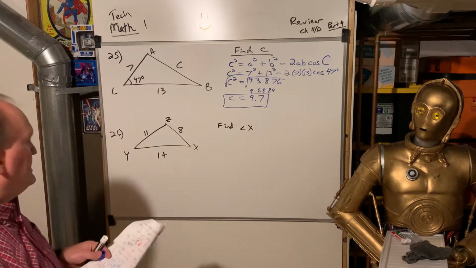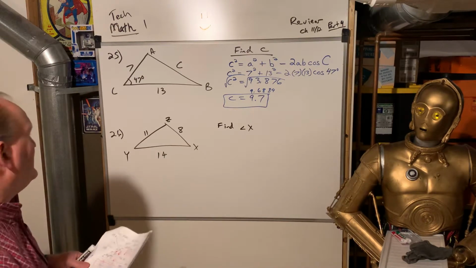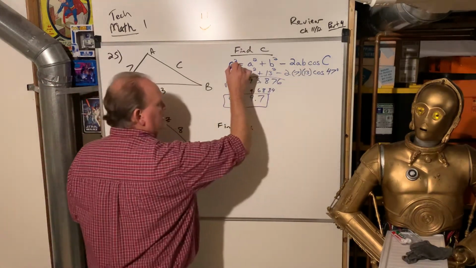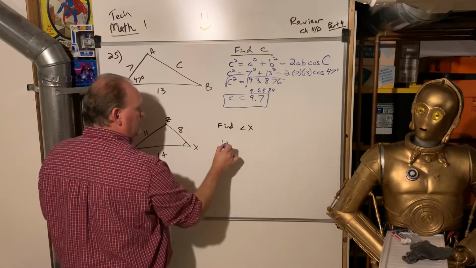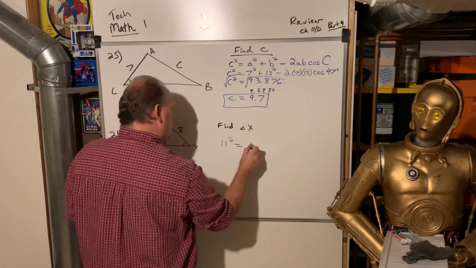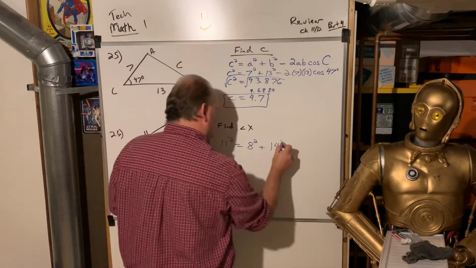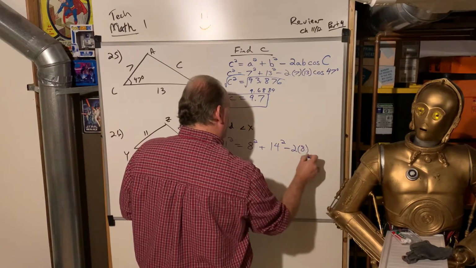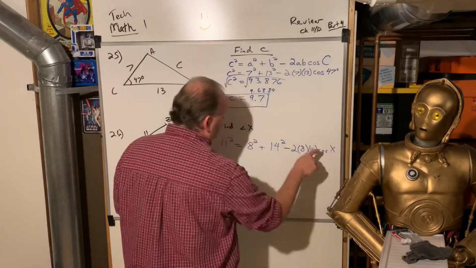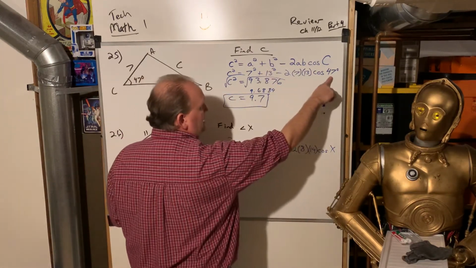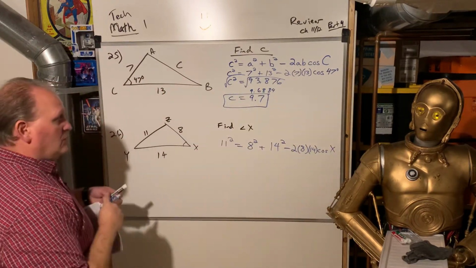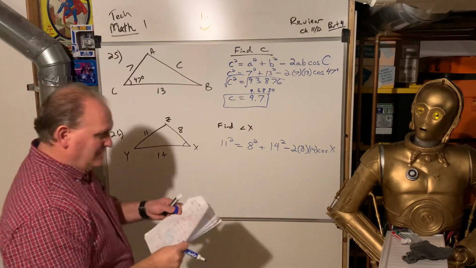Same for 26 here. This time they want me to find an angle, x. That's going to determine what goes here. The 11 is going to go there, 11 squared, because we're after this angle. And then that's going to equal 8 squared plus 14 squared minus 2 times 8 times 14 times the cosine of x. Now, I think this one is a little harder than that one because you're finding the angle instead of just the side. That means a little more legwork.